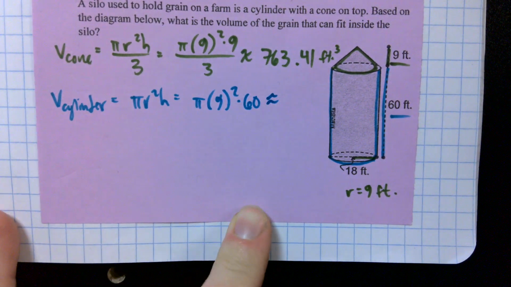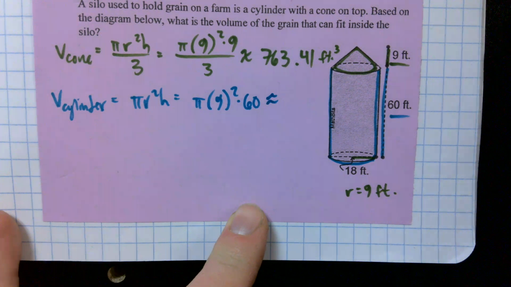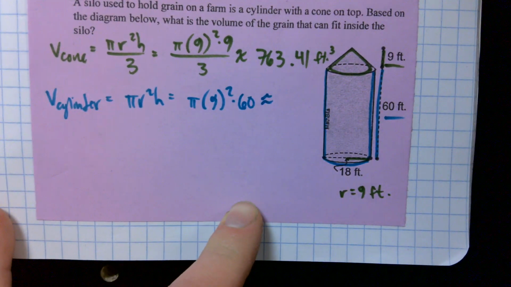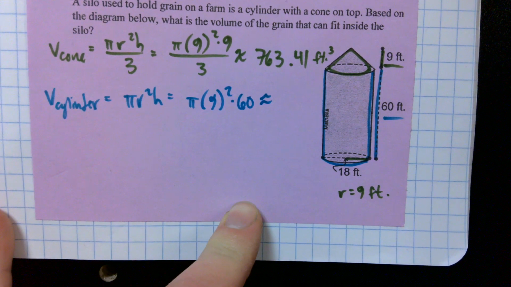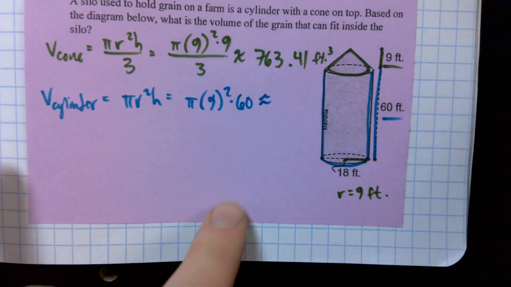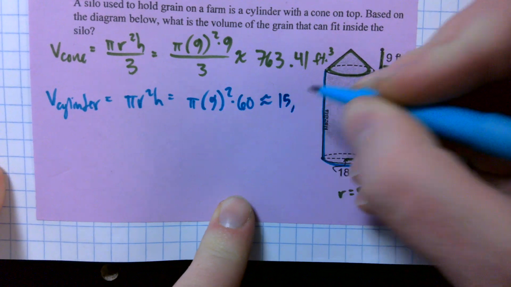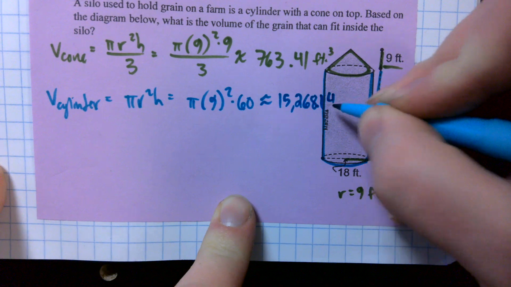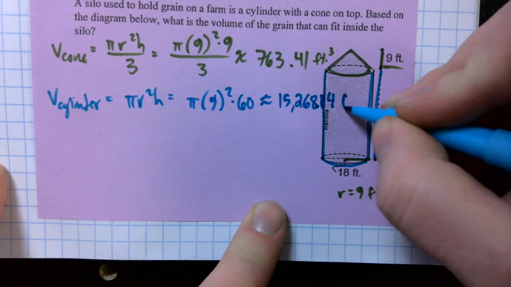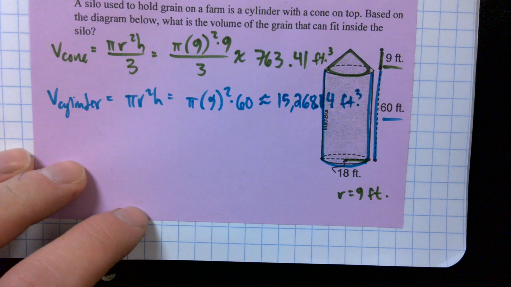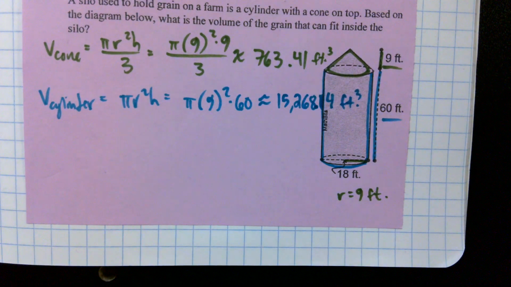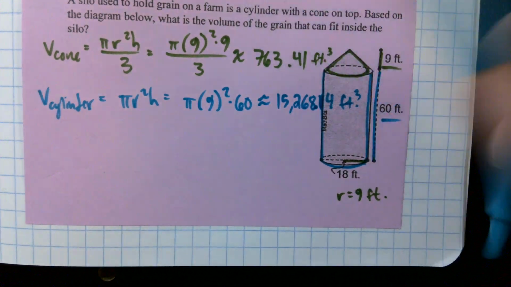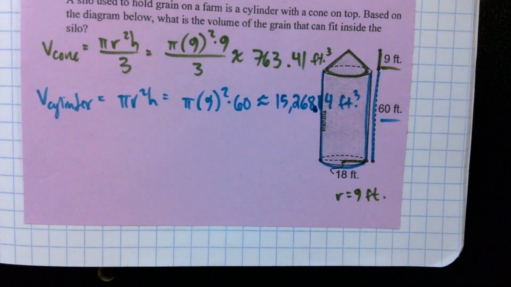Let's see what we get. 9 times 9 is 81. Times 60 is that. Times pi is 15,268.14. That is a lot of corn or grain. Feet cubed. I know it's kind of hard to see because I went over the line there, but there's a point 14 there.